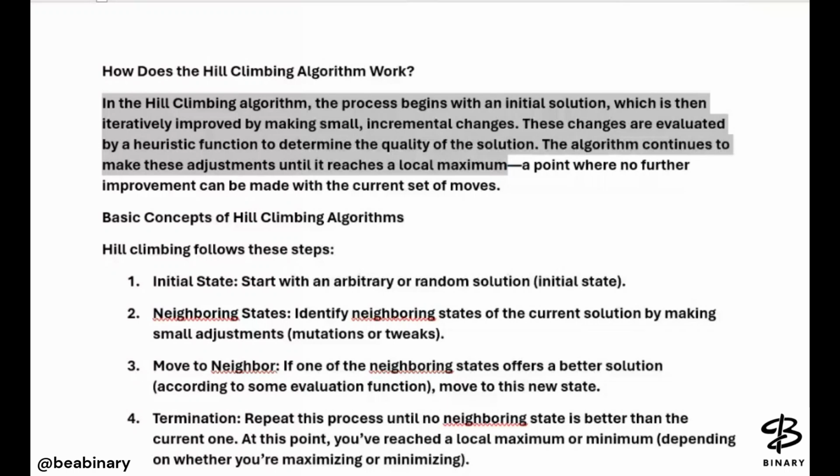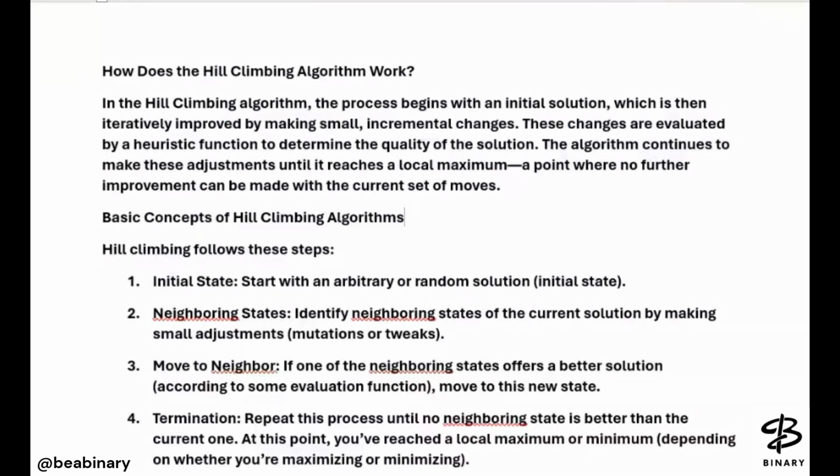A local maximum is a point where no further improvement can be made with the current set of moves. So how does hill climbing work? From the initial state, one by one, we will move to the top, and that state will reach a local maximum, that is basically the best possible move toward a goal state.